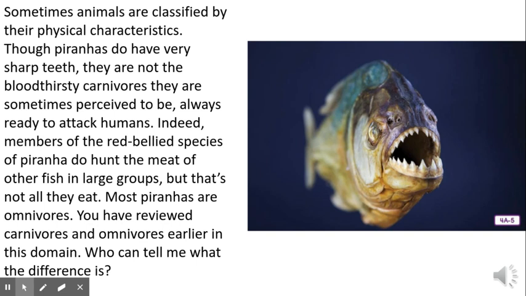Most piranhas are omnivores. You have reviewed carnivores and omnivores earlier in this domain. Who can tell me what the difference is? That's right. As omnivores, most piranhas eat both animals and plants, eating seeds and fruit that fall into the water. Many piranhas also feed on carrion, animals that have already died.